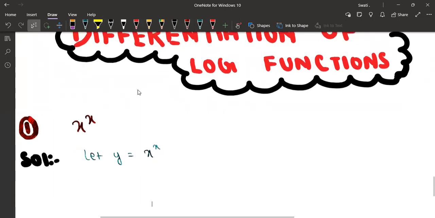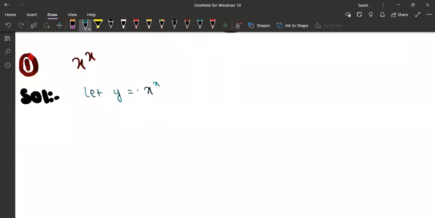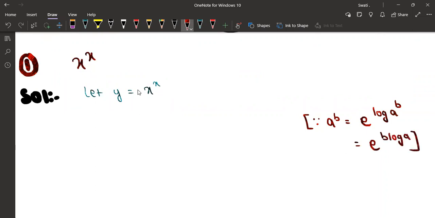Now here we are going to use a formula, or you can say a property of log. And that property is simply that if we have a raised to b, we can also write this as e raised to log a raised to b. Because here it is actually e raised to log base e of a raised to b, which is the same as just a raised to b. And this we can also write as e raised to, this b will come before log, so b log a. So using this property of log, we can simply write this as y is equal to e raised to x log x, right?